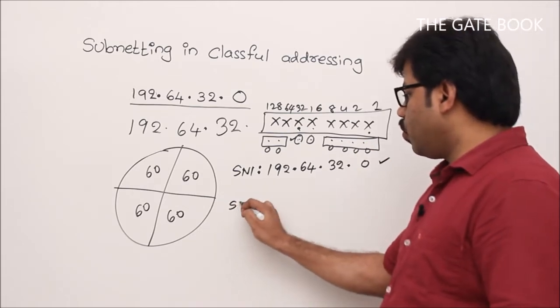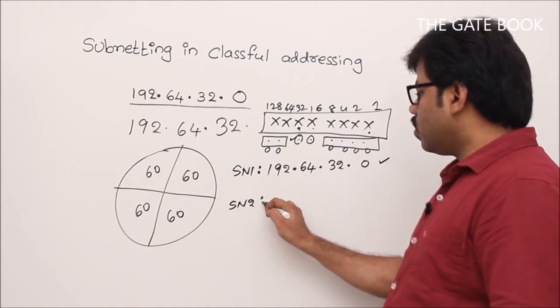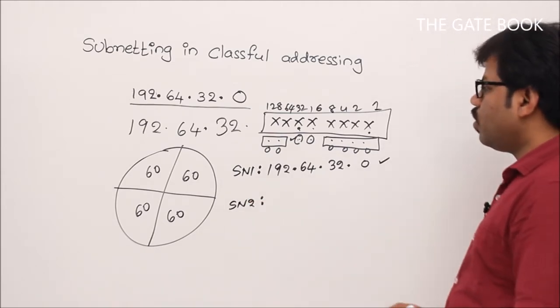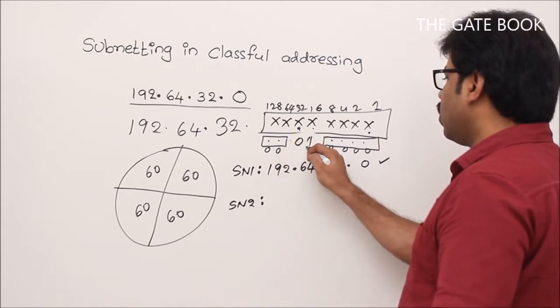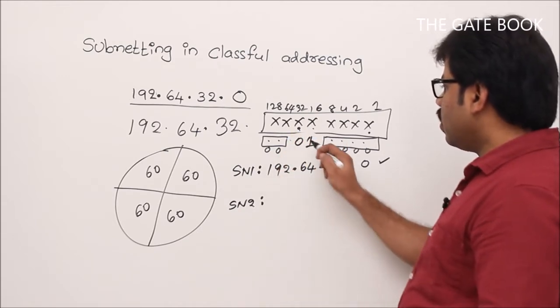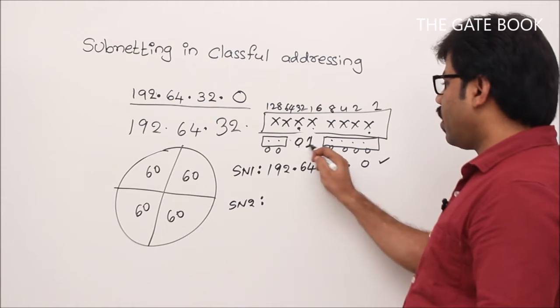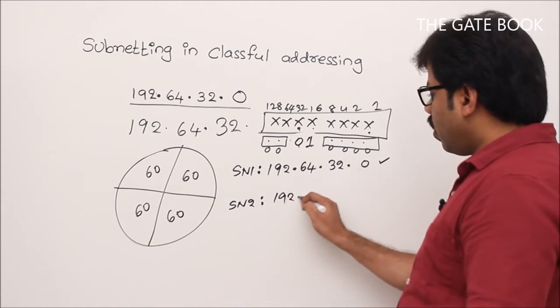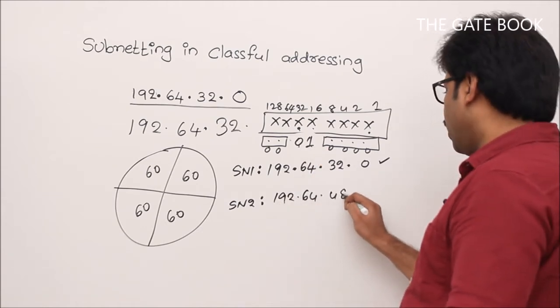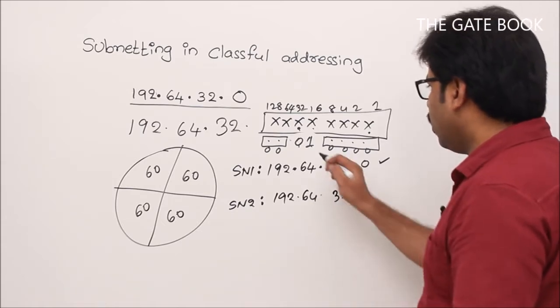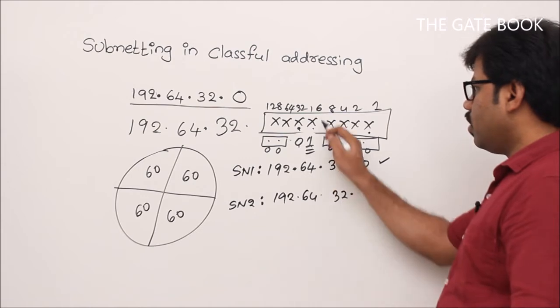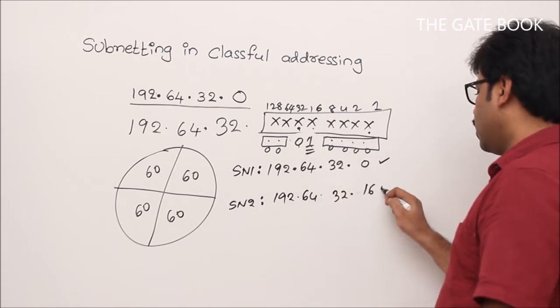Next, subnet 2. In subnet 2, we are going to have here 0 1. If it is 0 1, then the weightages are 32 and 16, so it will be 16. So you get 192.64.32.16. This is the second subnet.